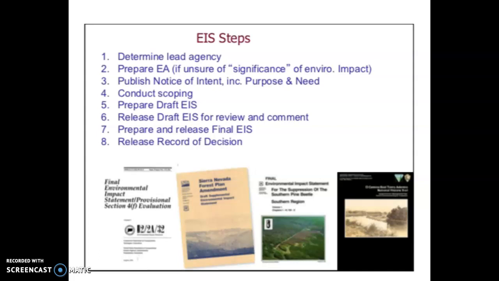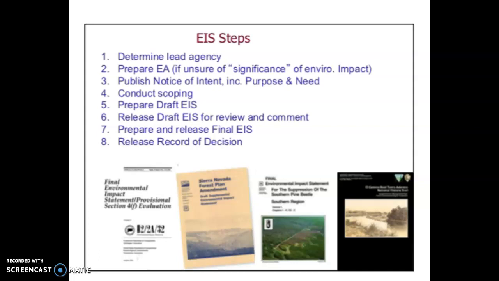But the first step is to determine the lead agency. So which agency is going to be in charge of the NEPA facilitation. Then we move on to the preparation of an EA to determine if there's going to be significant impacts to the environment that are going to occur.